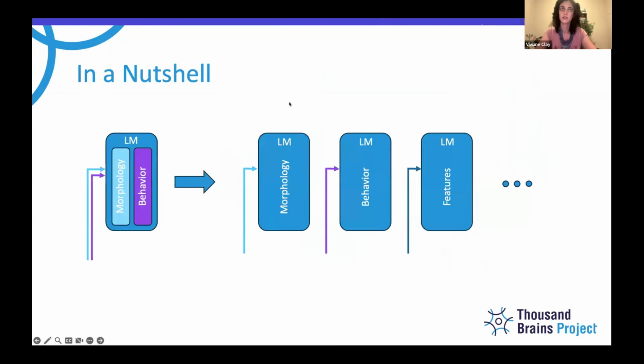Right. Yeah. So in a nutshell, this is the proposal. Instead of having each learning module required to have 2 reference frames and all the machinery doubled up, just have different learning modules or different columns that receive different types of input. So they might receive features or orientations at locations for the morphology model. They would receive changes at locations for the behavior model.